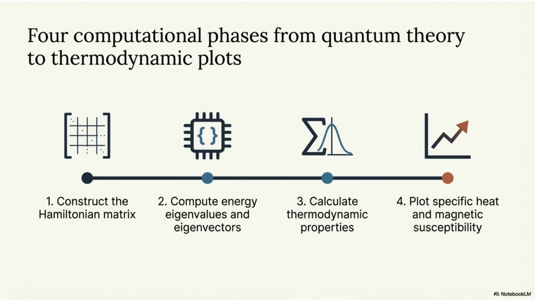The computational workflow involves 4 phases. First, constructing the Hamiltonian matrix. Second, computing energy eigenvalues and eigenvectors. Third, calculating thermodynamic properties. And finally, plotting specific heat and magnetic susceptibility.